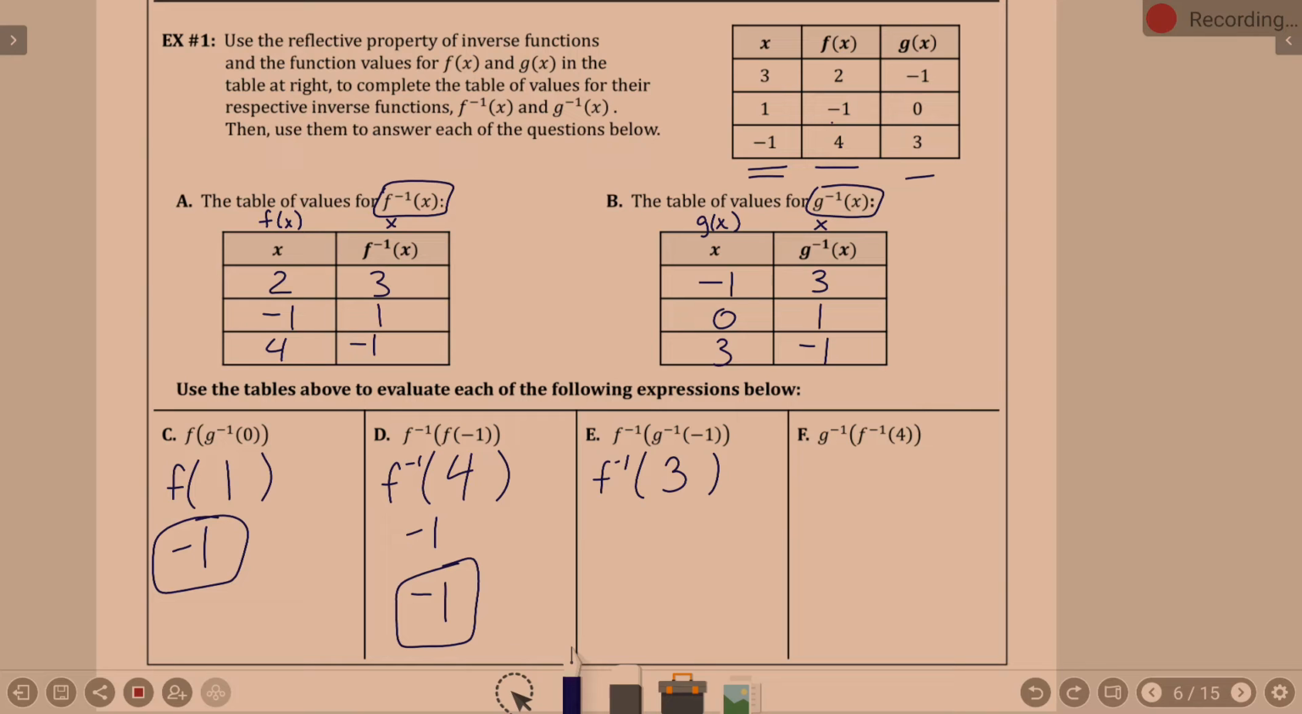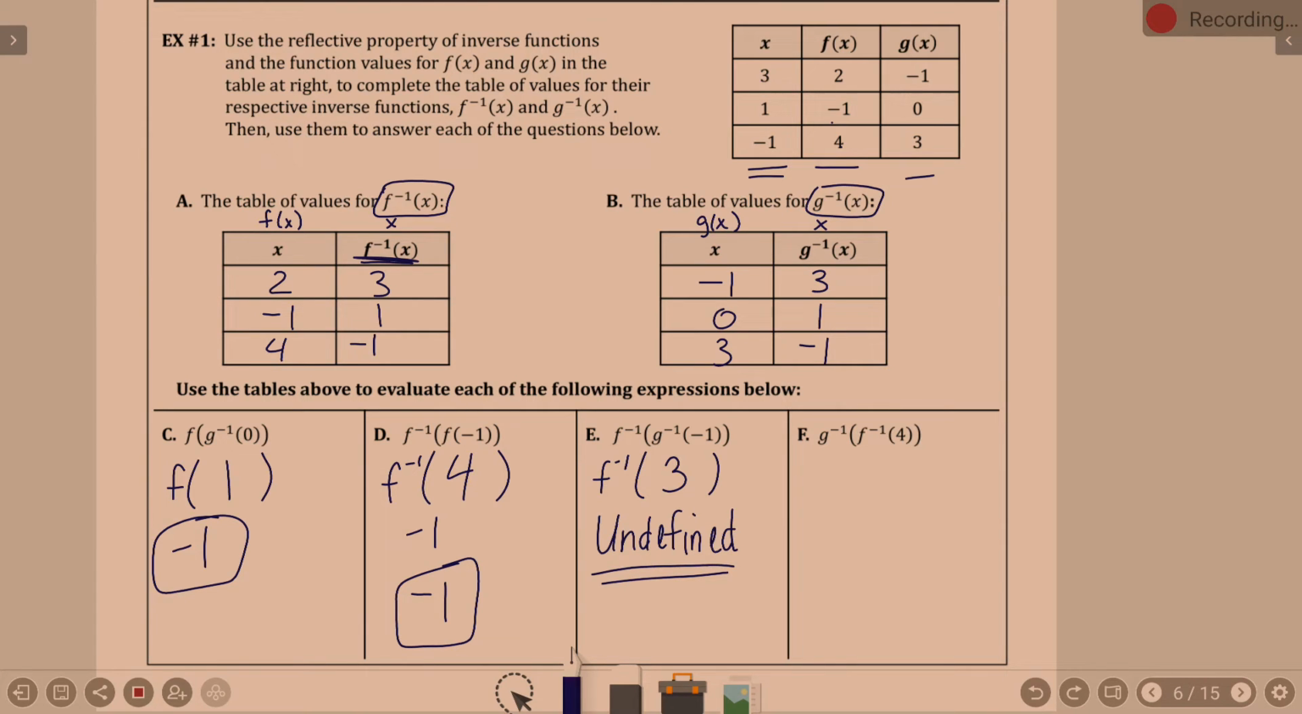Okay, so F inverse of 3. 3 is your input, which means I'm looking in the F inverse column. Where is there an input of 3? There's not an input of 3. So do we know what F inverse of 3 is? No. It does not exist. No, I have it as undefined. It's not defined. Yeah, they are very similar.